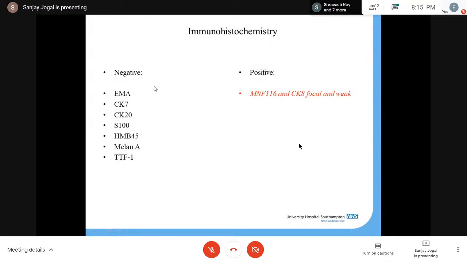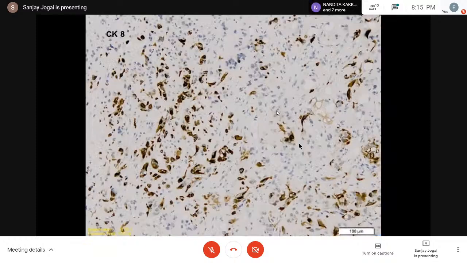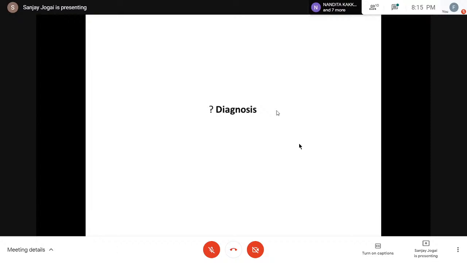So a huge panel of immunos were done. It was negative for EMA, S100, HMB45, Melan-A, TTF1. The only things it was showing positive were MNF116 and CK8. Now clearly these are epithelial markers. Now this is CK8, which is nicely positive. So what could that be? Is it a metastatic carcinoma, would we think?